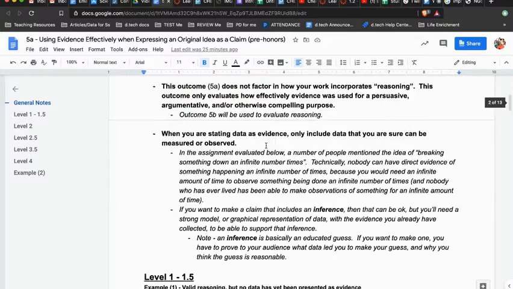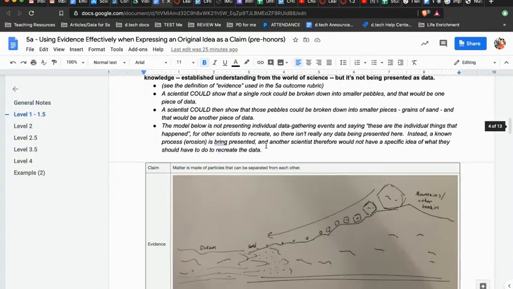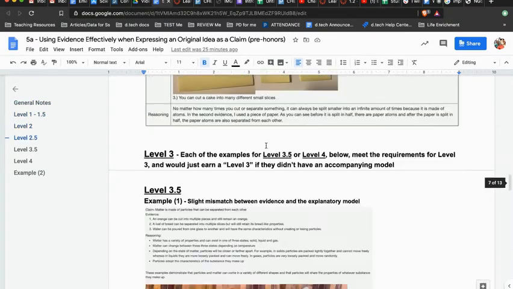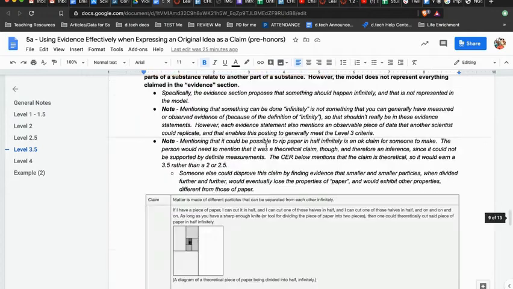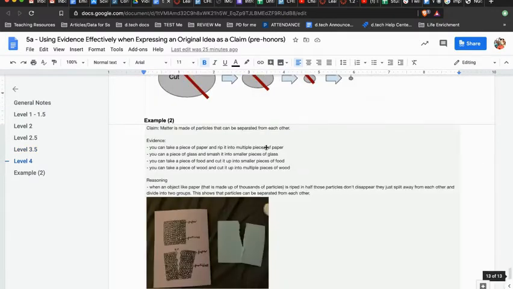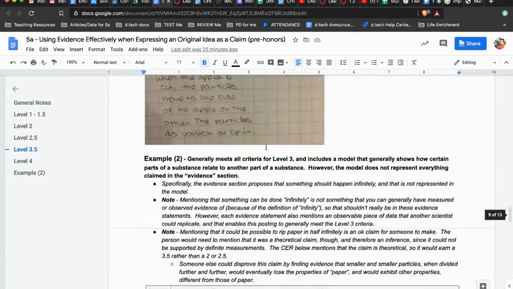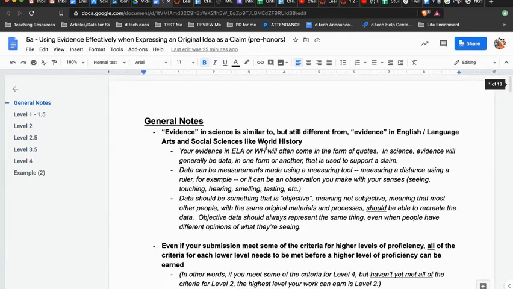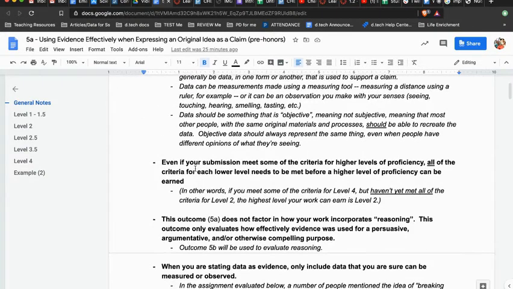So all that said, I have some examples for postings that fall into different levels on the rubric. So levels 1 through 4. We're not talking about honors right now. I'll have more information on that later. This is levels 1 through 4. And a couple general notes. We talked about the similarity to English and world history.